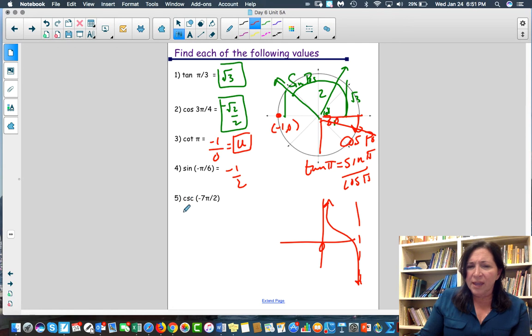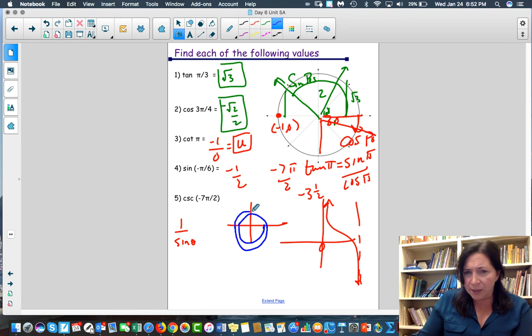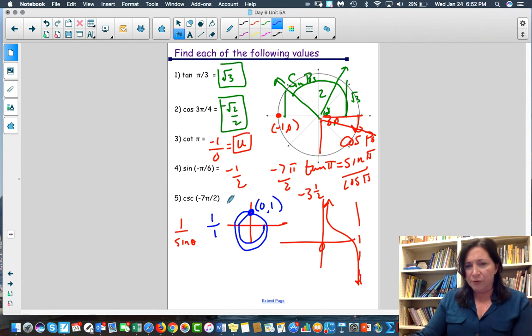And cosecant, remember, that's the reciprocal of sine. That's 1 over sine. So basically, let's figure out where we are for this angle. Negative 7 pi over 2. 2 divides into 7 3 times. So that's negative 3.5, which basically means we're going to start here at 0 and go down 1, 2, 3, and then here I am at a half. Where am I? I'm at 0, 1. Now, sine of this value is 1. But remember, cosecant is the reciprocal of sine. So if this is 1, what's 1 flipped over? 1 over 1, still 1.